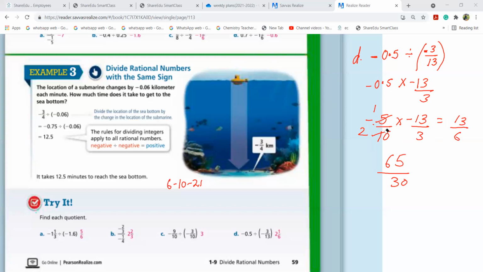If you don't know, you can even do it here, dear: 5 times 6 and 5 times 13. You can do the normal division, you will get the same answer. 6 times 2 is 12, so 2 and 1 over 6 is your answer. It's okay if you don't change it to a mixed fraction. Change it to only a fraction, that's enough.